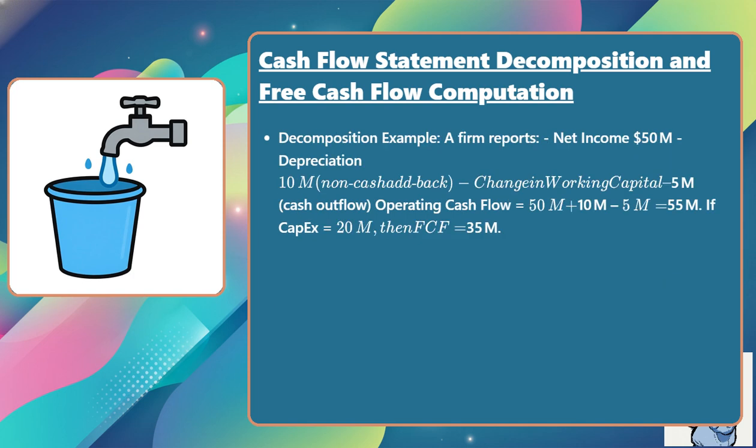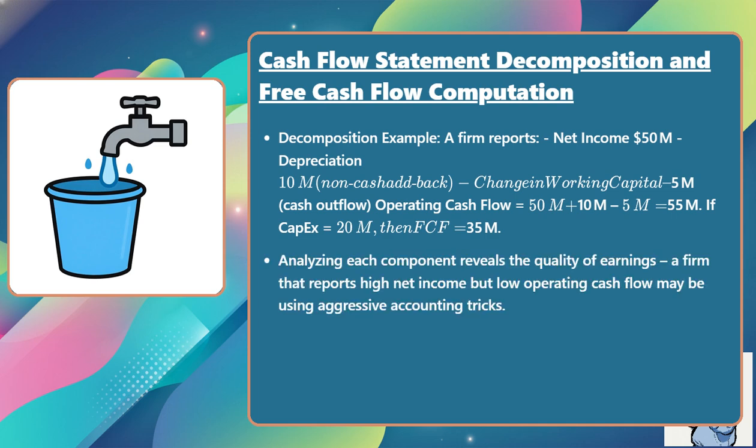Decomposition example. A firm reports net income $50 million, depreciation $10 million, which is a non-cash add-back, and change in working capital negative $5 million, which is a cash outflow. Operating cash flow equals $50 million plus $10 million minus $5 million equals $55 million. If capital expenditures equal $20 million, then free cash flow equals $35 million. Analyzing each component reveals the quality of earnings. A firm that reports high net income but low operating cash flow may be using aggressive accounting tricks.